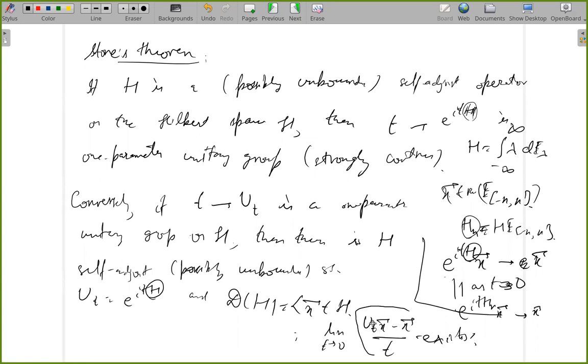It is continuous. It will be clear that if I remove this bottom t, as t goes to 0, U_t x will go to x. In the matrix case, it is very easy to see. But what I'm saying here is that U_t x minus x divided by t, this limit exists for a dense set of vectors. In fact, in the matrix case, it will exist for all vectors.